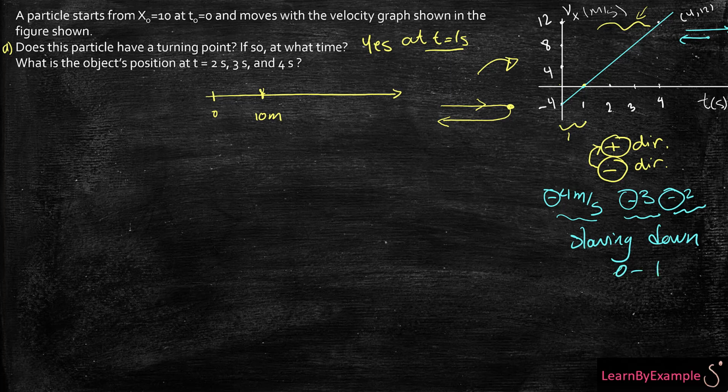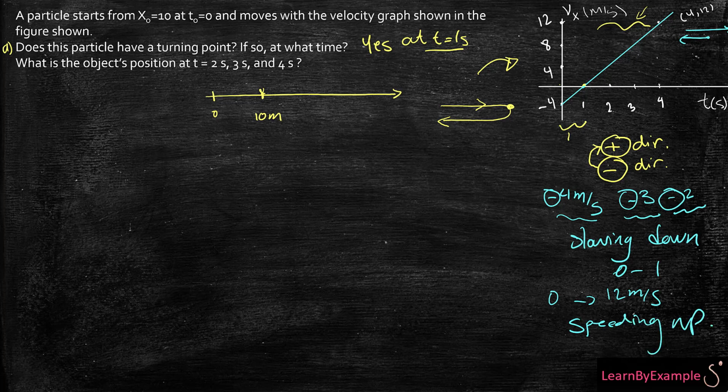Now from 1 to 4, my velocity is increasing. So as you can see, it's going from 0 to 12 meters per second. Therefore, I'm increasing my velocity in the positive x direction. It means that I am actually speeding up.